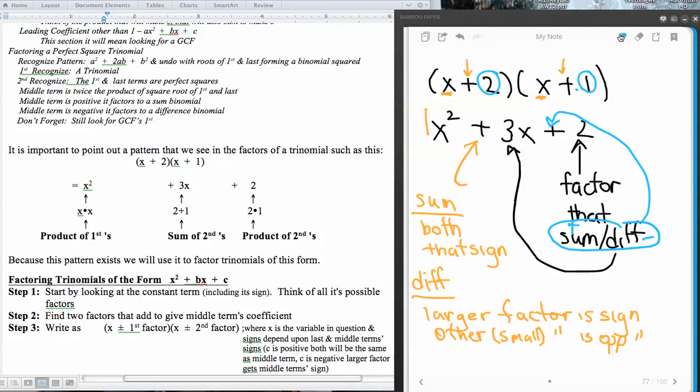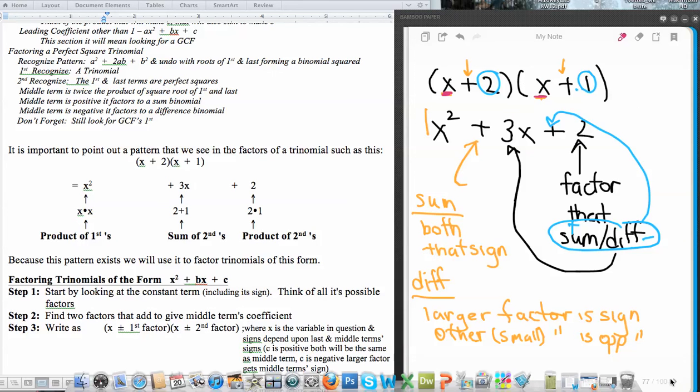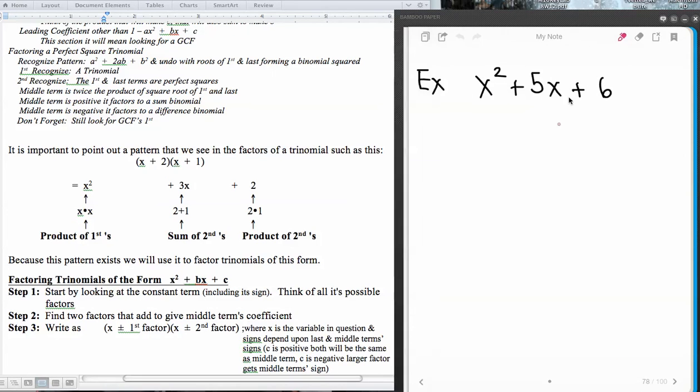So we'll start first of all by just placing the x's in positions, and then we'll go to the blue, our factors of our constant, and then we'll go to finding the signs that go with those factors to give the appropriate sum or difference. So let's go ahead and give one a try.